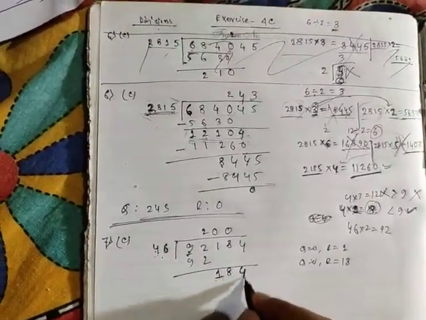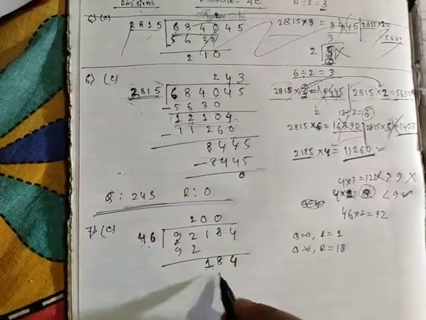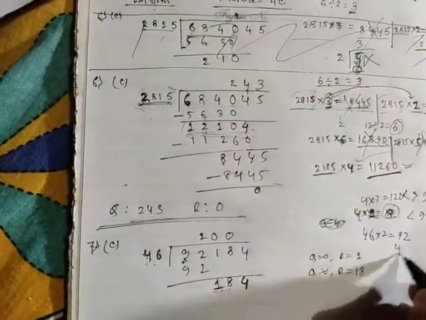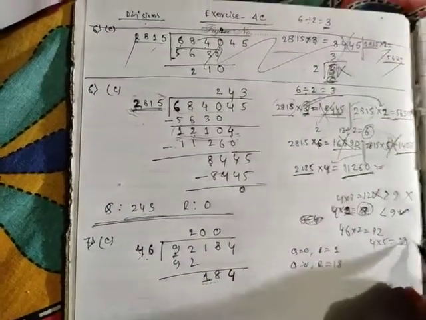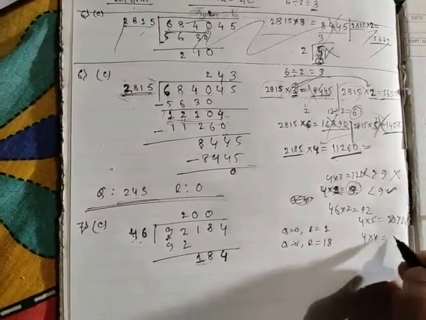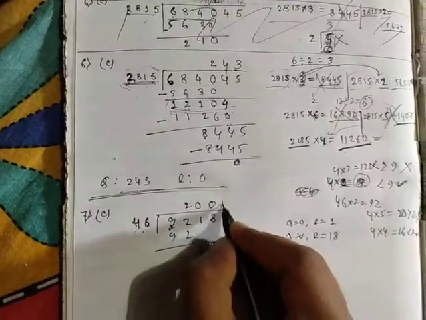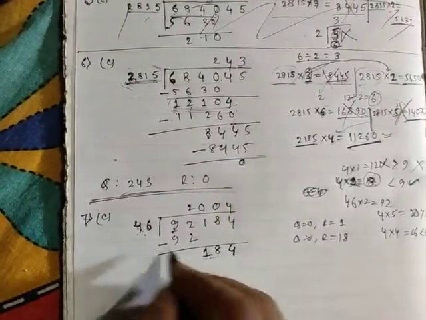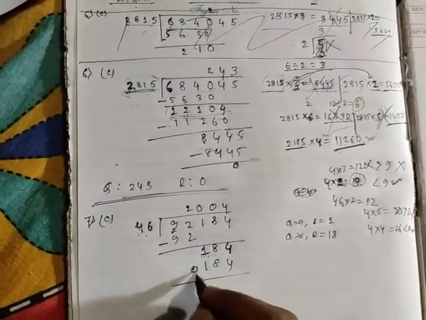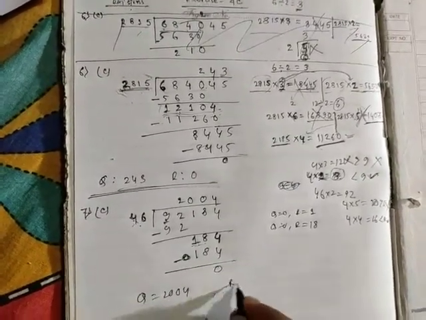So bring down one digit, 84. Now see 4 and here 1 not possible. So take 2 digits, 18. 18 is not divisible by 4. 4 into 5 is equal to 20, which is greater than 18, so it is not possible. If we do 4 into 4 is equal to 16, which is less than 18, it is possible. So multiply the whole number with 4. If we multiply the whole number with 4, we will get 184. Subtracting, we get 0. So here the quotient is 2004, remainder 0.